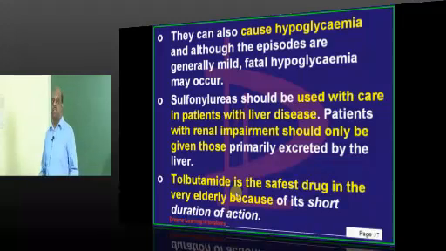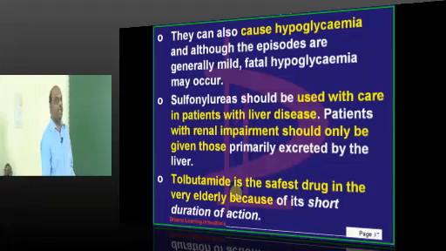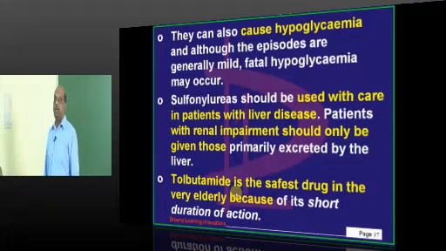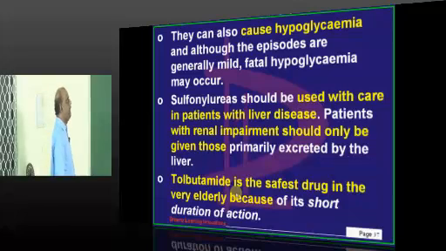And since they release insulin, they lead to hypoglycemia. That's the reason, what will you tell to a person who is taking sulfonylurea? After you take the drug, within a short period of time you need to have food, otherwise hypoglycemia can occur.